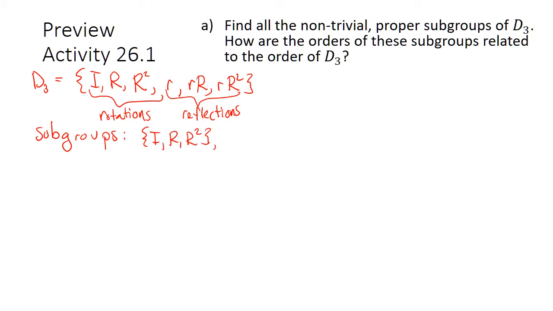And then other subgroups would be just a single reflection and the identity, because each reflection is its own inverse, and so that will be closed, and it will contain inverses, and then it'll have the identity. And of course it'll inherit associativity from the larger group. So you get these 3 that are just the identity and the reflection. And then this is actually all of the proper subgroups.